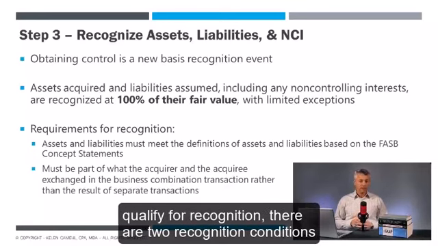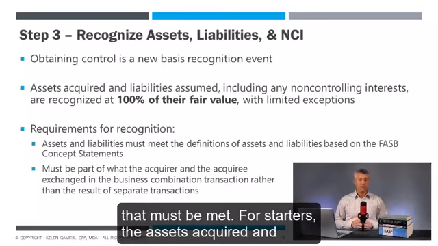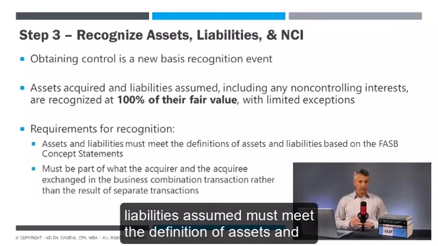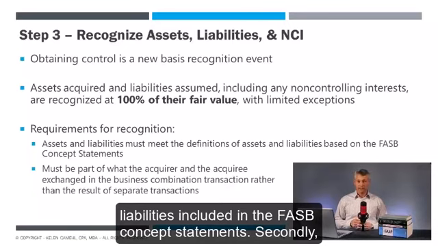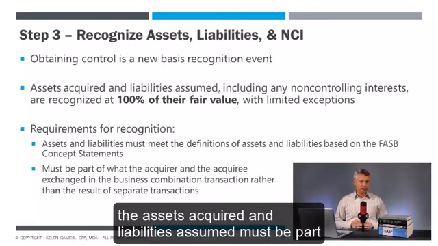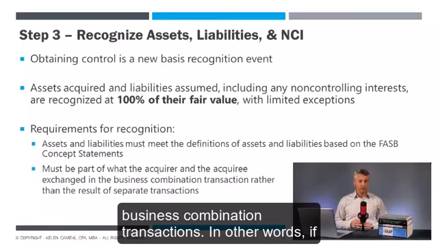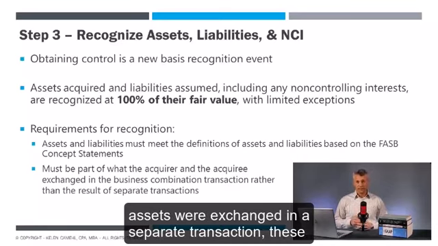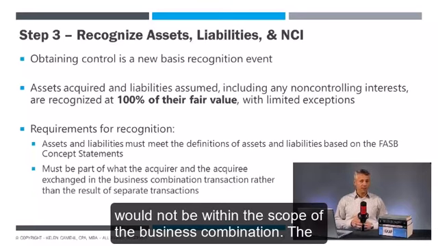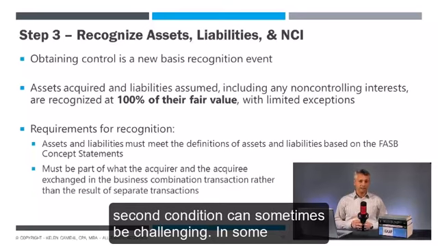In order to qualify for recognition, there are two recognition conditions that must be met. For starters, the assets acquired and liabilities assumed must meet the definition of assets and liabilities included in the FASB concept statements. Secondly, the assets acquired and liabilities assumed must be part of what the acquirer and the acquiree exchanged in the business combination transaction. In other words, if assets were exchanged in a separate transaction, these would not be within the scope of the business combination. The second condition can sometimes be challenging.